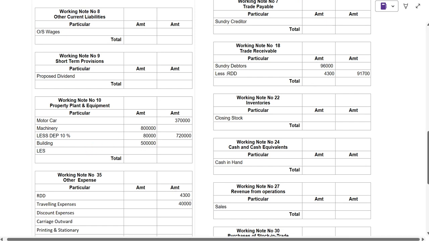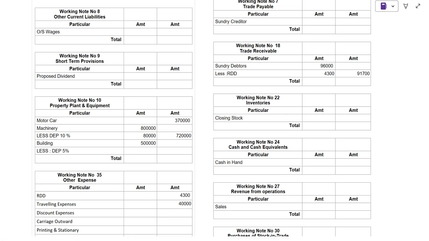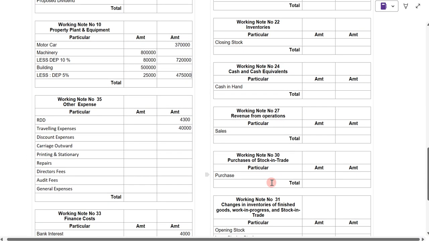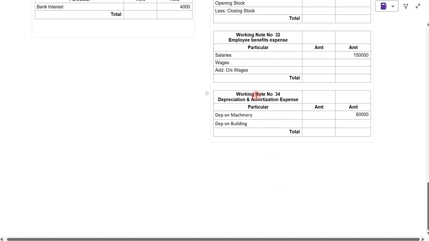Next, buildings. The value of building is 5 lakh. Less depreciation. Depreciation is 5%. So 5% on 5 lakh, that is 25,000. So 5 lakh minus 25,000, remaining is 4 lakh 75,000. The second effect of depreciation on building we have to give in note number 34, depreciation and amortization expenses, that is 25,000.